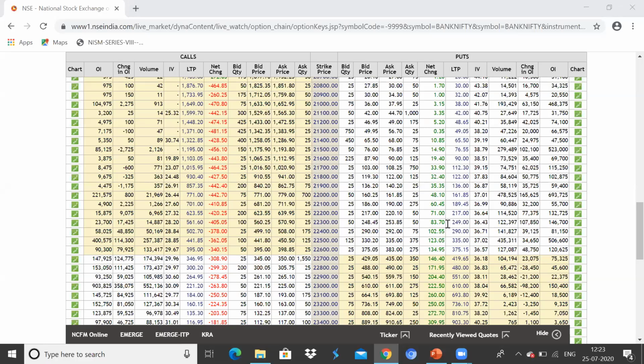Bank Nifty is quoting at 22,600 now. Our upside is capped at 23,000 and support we have at 22,000. So in this case, if you have to make a decision on a Monday to trade in Bank Nifty, what would you do?